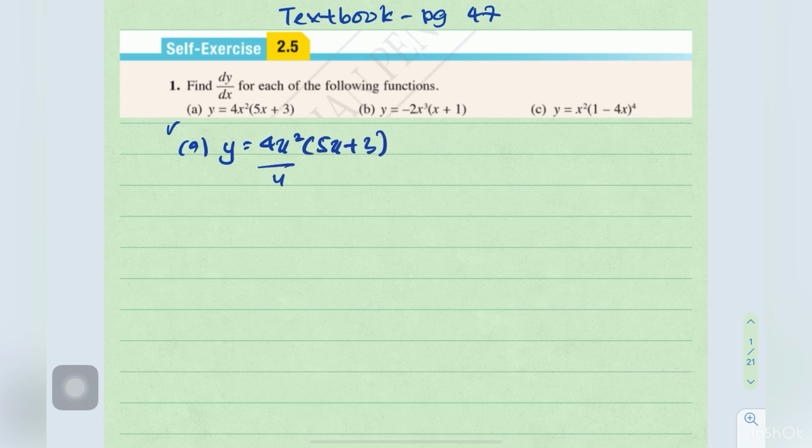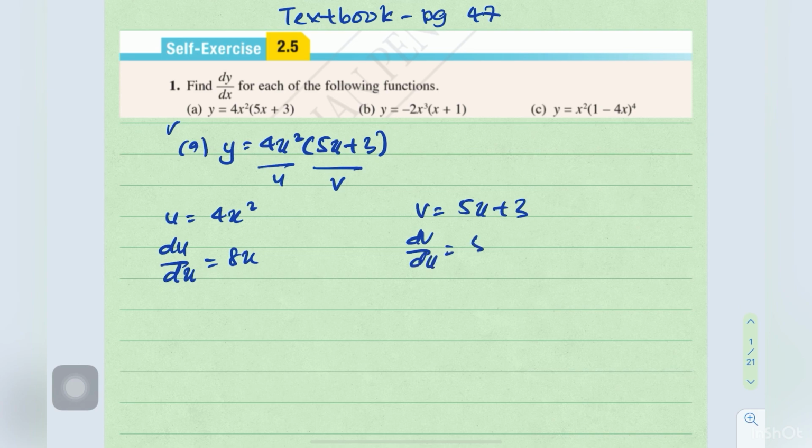So this one is u, this one is v. So u is 4x squared. U in terms of x, you differentiate, you get du/dx is 8x. Okay, so v is 5x plus 3. Differentiate, dv/dx equals 5. So we have the formula: dy/dx equals u dv/dx, product rule, okay, product rule, plus v du/dx.